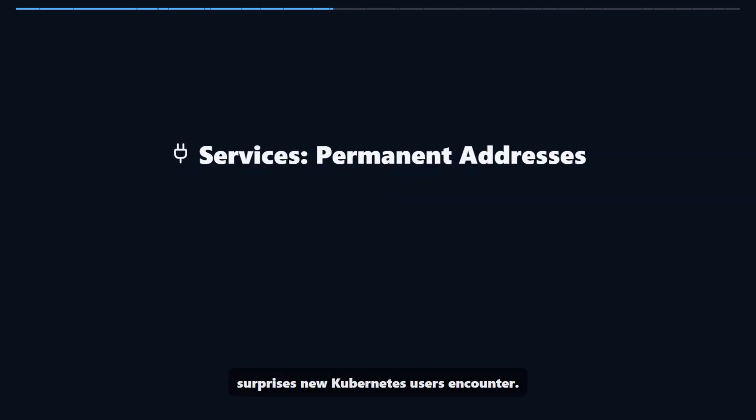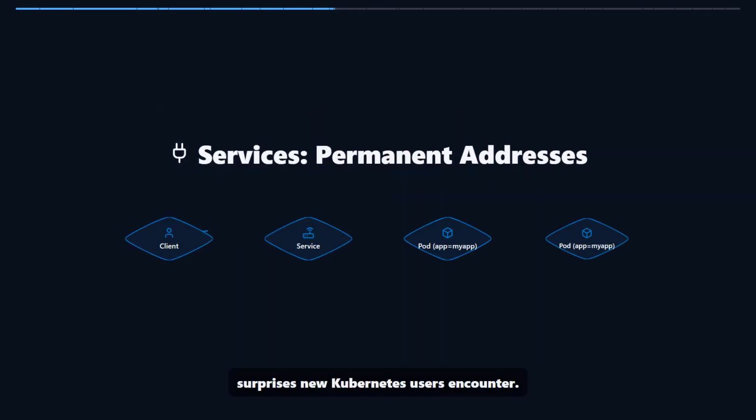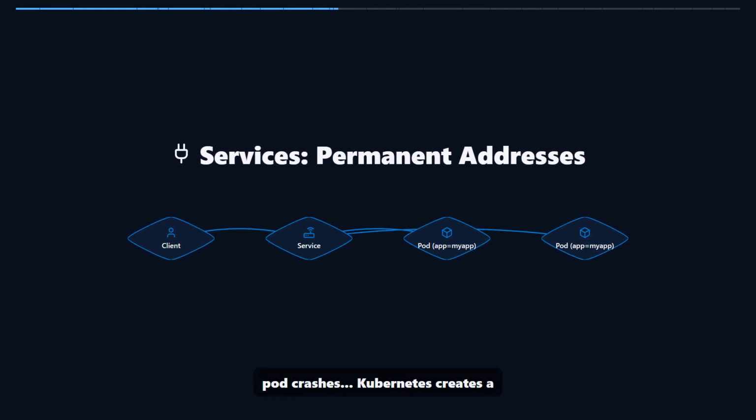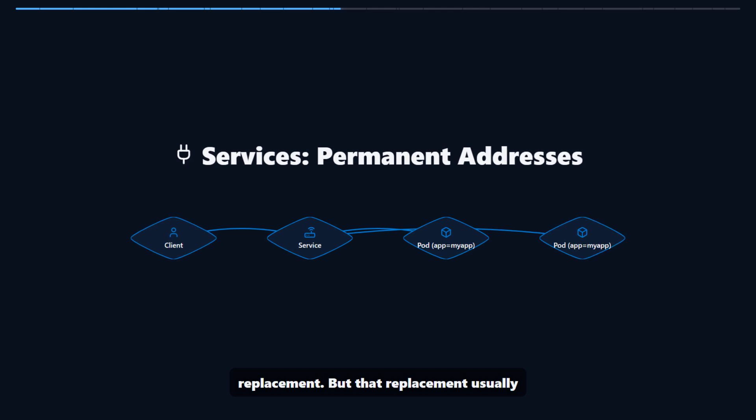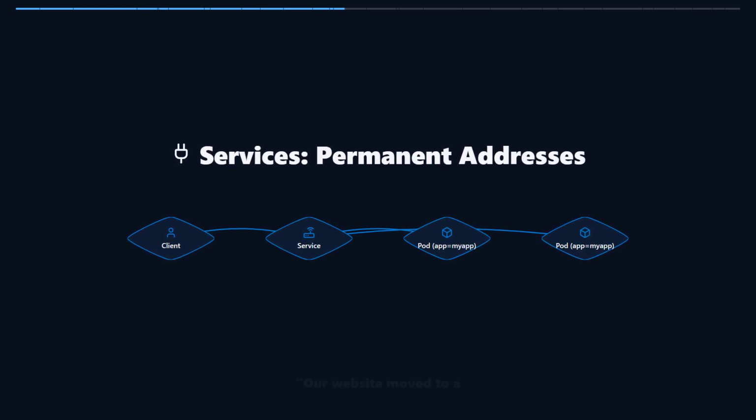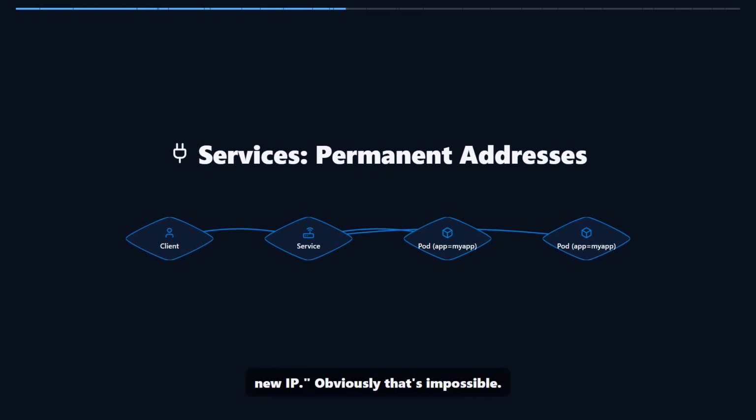Here's one of the first surprises new Kubernetes users encounter. Pods are temporary. If a pod crashes, Kubernetes creates a replacement. But that replacement usually receives a different IP address. Imagine telling thousands of customers, our website moved to a new IP. Obviously, that's impossible. That's why Kubernetes uses services.